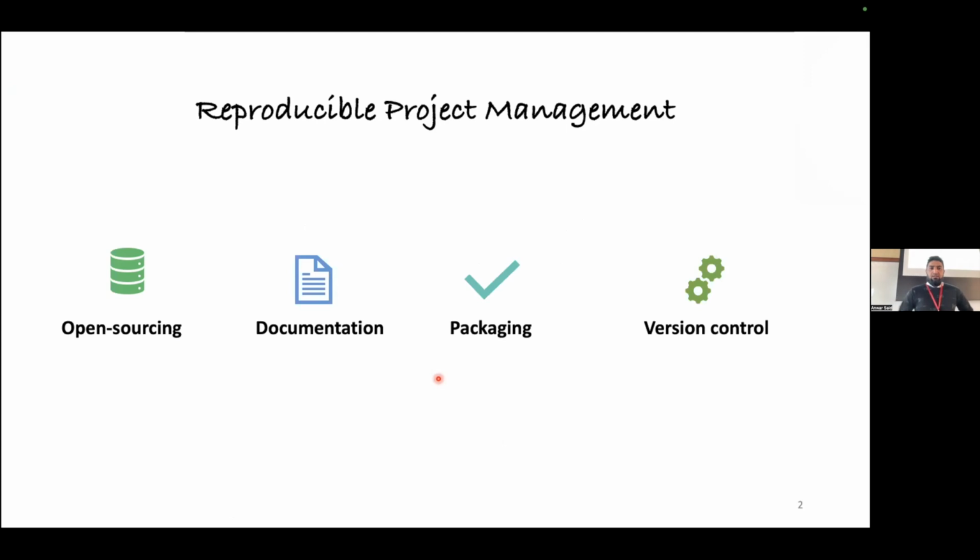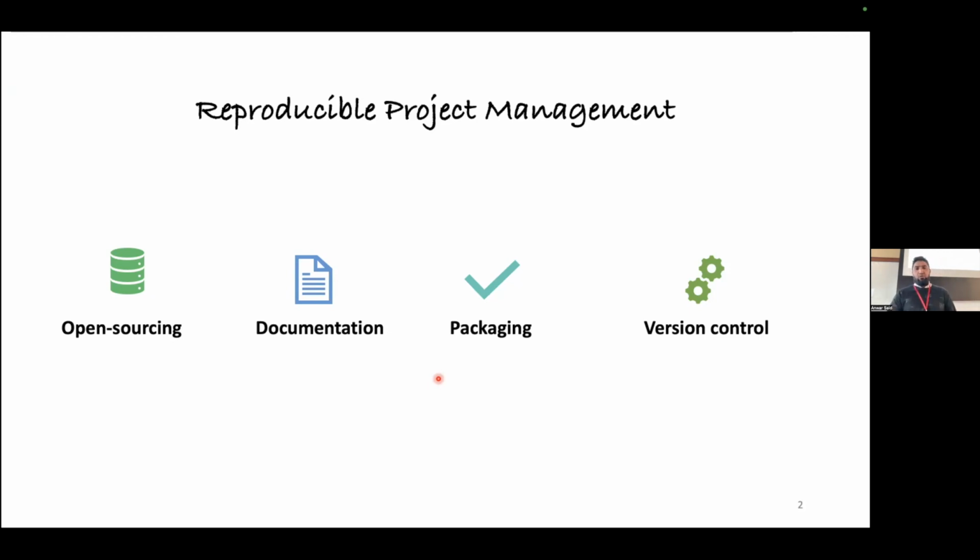In reproducible project management, there are many important aspects, but in this session, we will be covering four. Open source is the first and a very important aspect. Documentation, of course, plays a vital role to actually reproduce results. Packaging is again a very important one, which allows easy installation and use of existing packages. And version control basically allows us to track changes between different versions of the software.